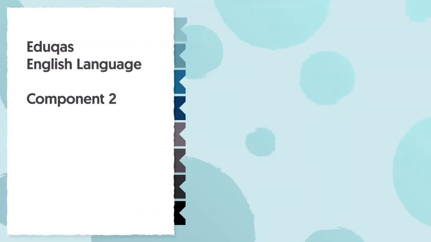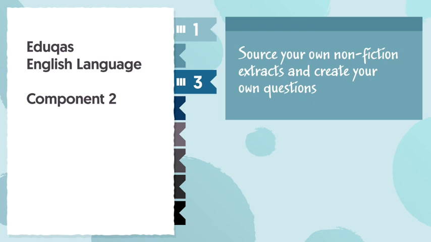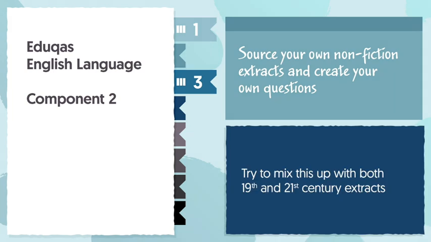So let's leave it there. To get some more practice in, why not source your own non-fiction extracts and create some quick 1-markers? Try to mix this up with both 19th and 21st century extracts. Good luck!